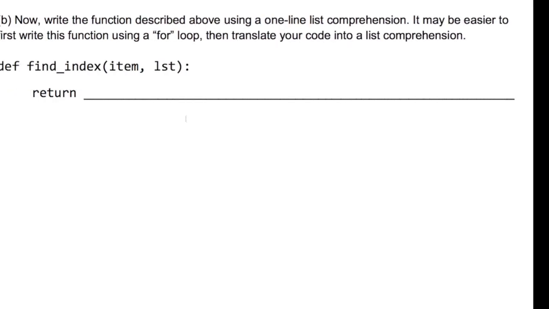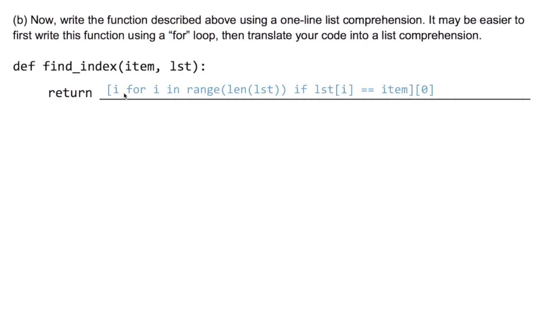So that's the answer to this question. We say i for i in range len list if list i equals item, and then grab the 0th element.